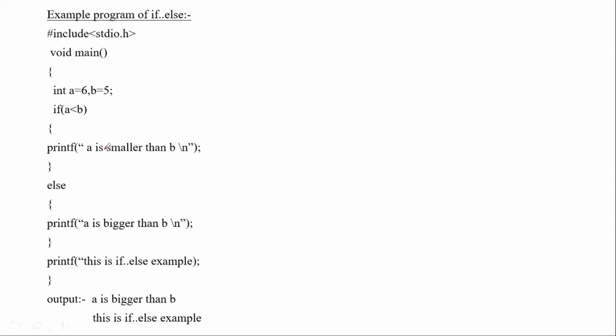So this printf statement will not be executed. The control will come to the else block and this printf statement will be executed. A is bigger than b. Now what will be the output? A is bigger than b. Now again the control comes out of this block and executes this printf statement. This is the if else example. So this is the example of the if else statement.